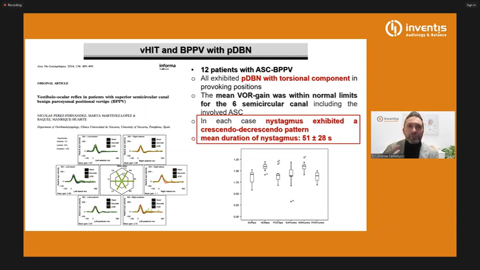leading to a positional jam. They were just free to float, and the mean duration of the nystagmus was less than 1 minute. It means that it was a transient nystagmus, not a persistent nystagmus. So of course they didn't find any difference of the video gain for the canal.